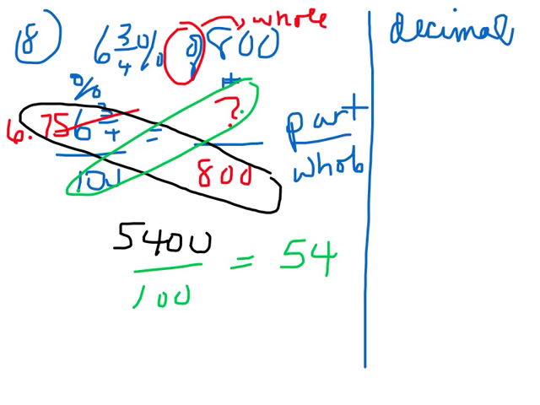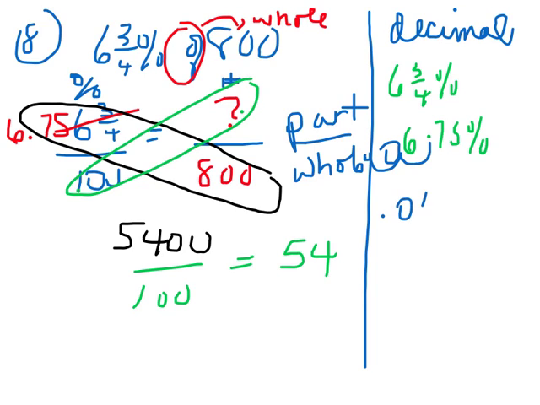Now, if I'd done it with the decimal method, I would need to change 6 3/4% to a decimal. And remember, that's 6.75%. And when I change a percent to a decimal value, I have to move the decimal place over to the left 2. So that becomes 0.0675. And when I have 6 3/4% of 800, in the decimal method, of tells you to multiply.